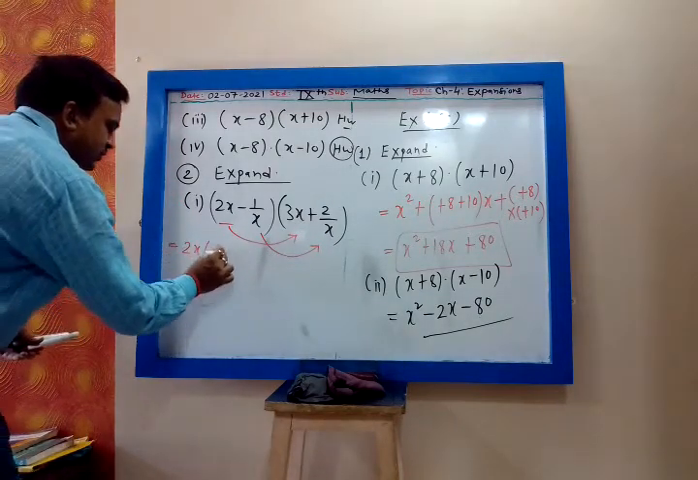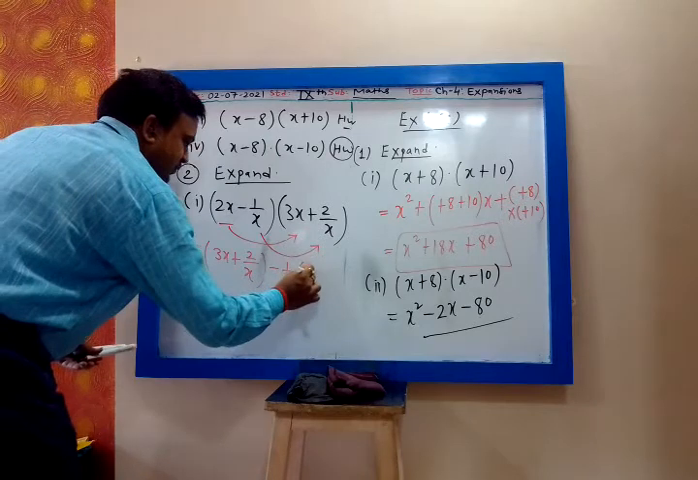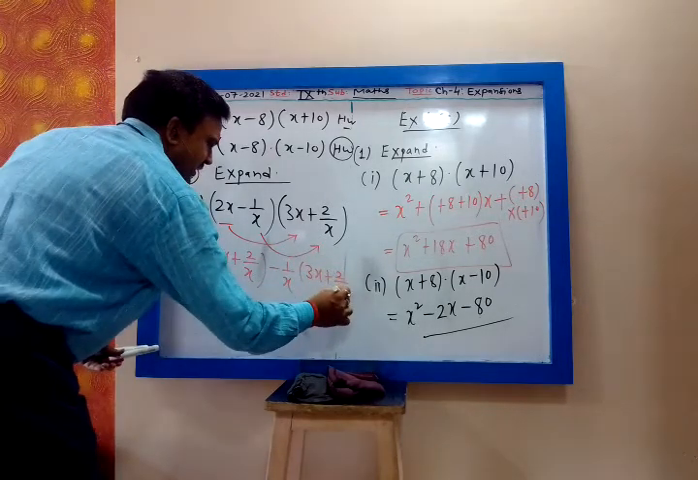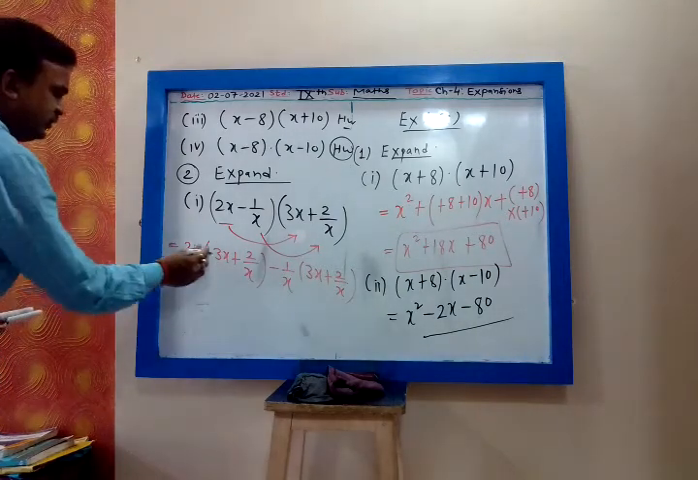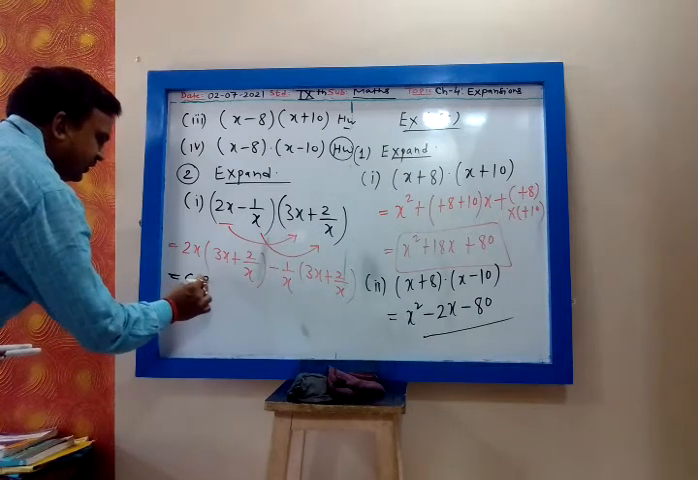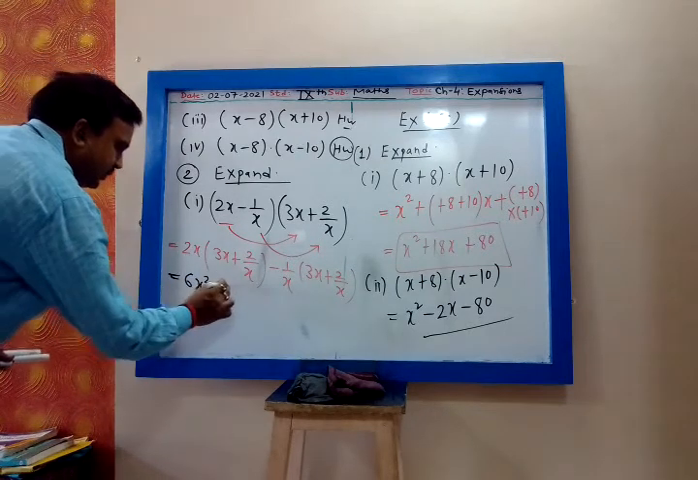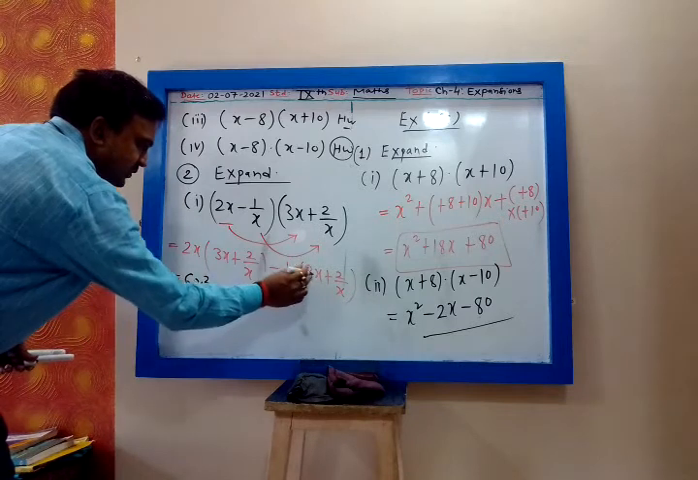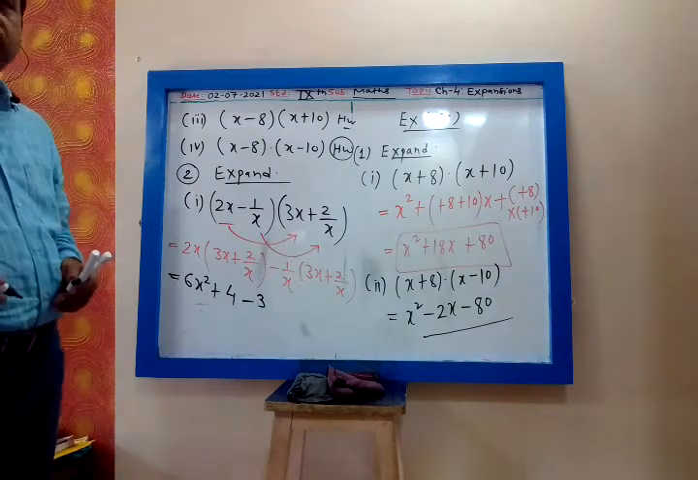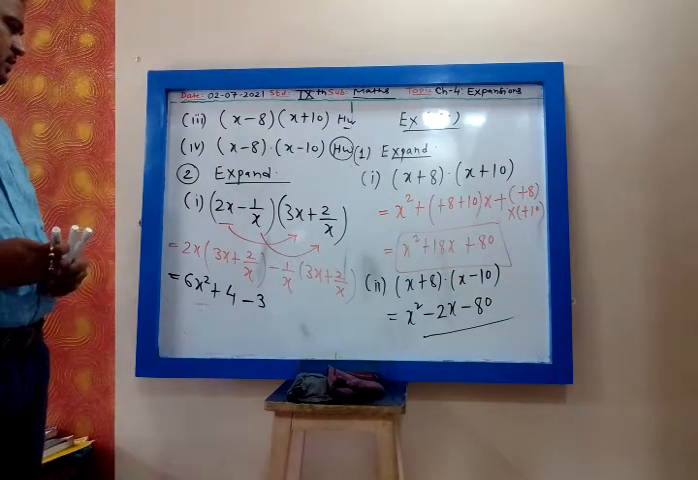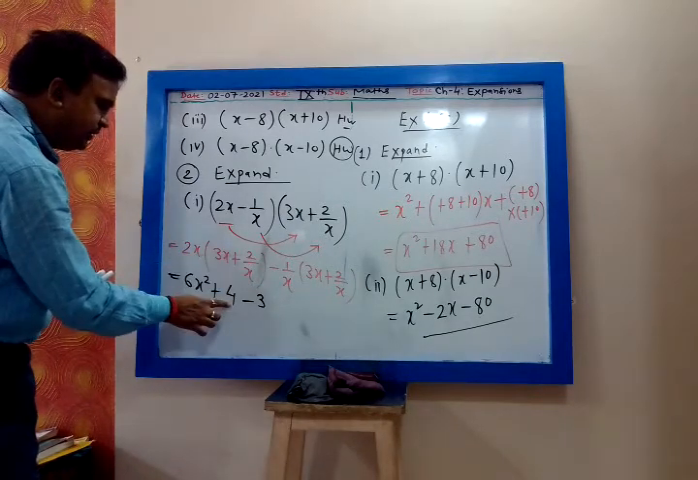So this will be 2x into (3x plus 2 upon x), minus 1 by x into (3x plus 2 by x). We consider the first term and multiply to the whole bracket. So 3x into 2x will be 6x square, plus 2x into 2 by x. X gets cancelled, what is left? 2 into 2, that is 4. Minus 1 by x into 3x, x gets cancelled, minus 3.